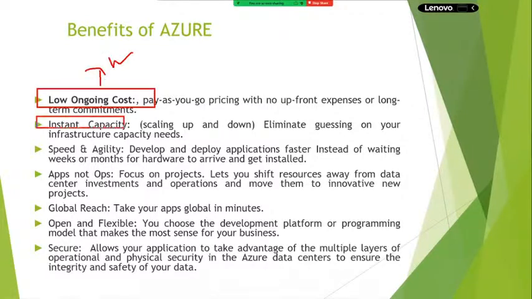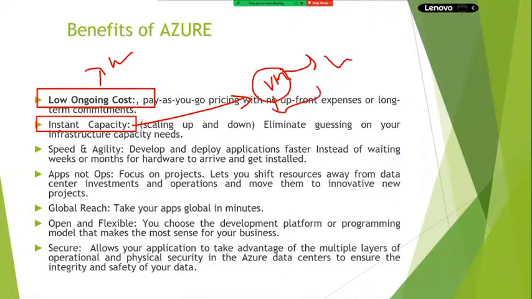Next, instant capacity. Instant capacity in the sense, I would like to increase or downgrade the size of a VM, or the size of the configuration of the app services. Anytime, anywhere, if you have internet connectivity, you can downgrade or upgrade the configuration of your application. That is instant capacity, like instant coffee. Next, speed and agility.